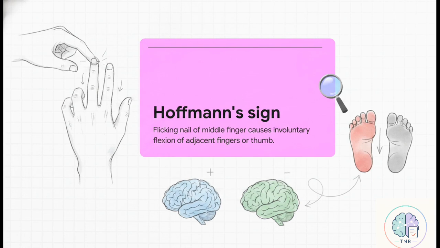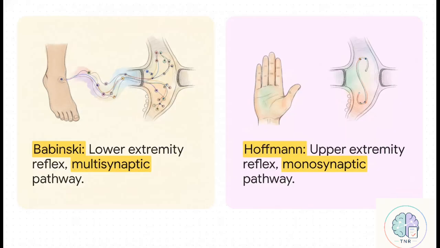But here's the catch, and it's a big one. A weak version of this flexion can actually be present in perfectly normal people. It is definitely not as black and white as an adult Babinski. And that brings us to the core physiological difference between the two. While they both flag UMN issues, their wiring is totally different.